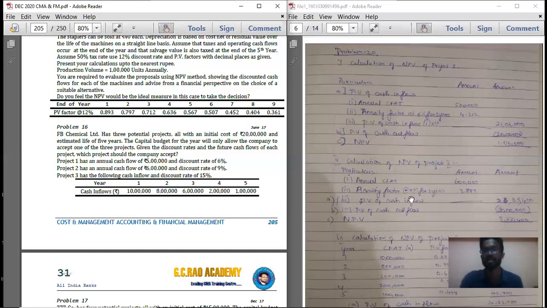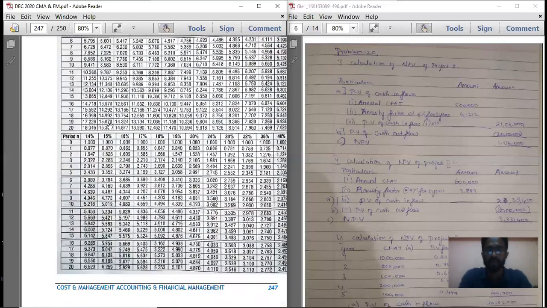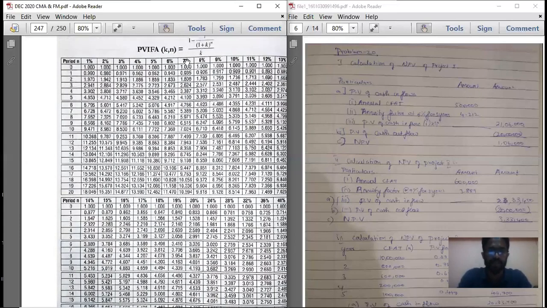Small Roman number 2: annuity factor, for all 5 years put together. So AF, that is annuity factor at the rate of 9% for 5 years. Calculate the value. What is the annuity factor at the rate of 9% for 5 years? It is 3.890. So record it in the outer amount column.